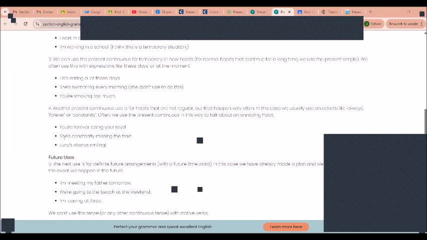Now, we saw these before, but it does make sense repeating. Another one is obviously for our habits that are not so regular but happen quite often, and we have to add in our frequency adverbs to show that they have continuity. We often use it in this way to talk about something that you're not in love with, but it is true and it happens over and over in your present, right?